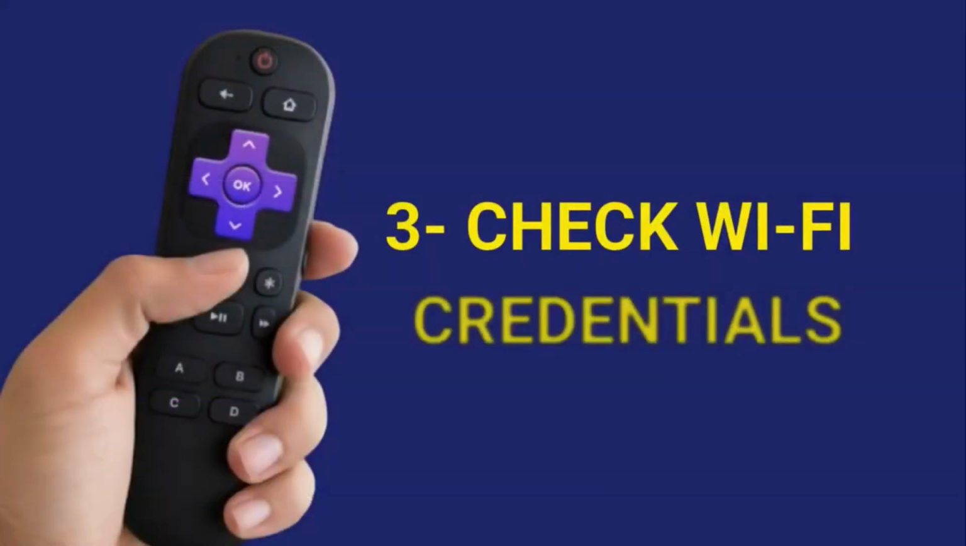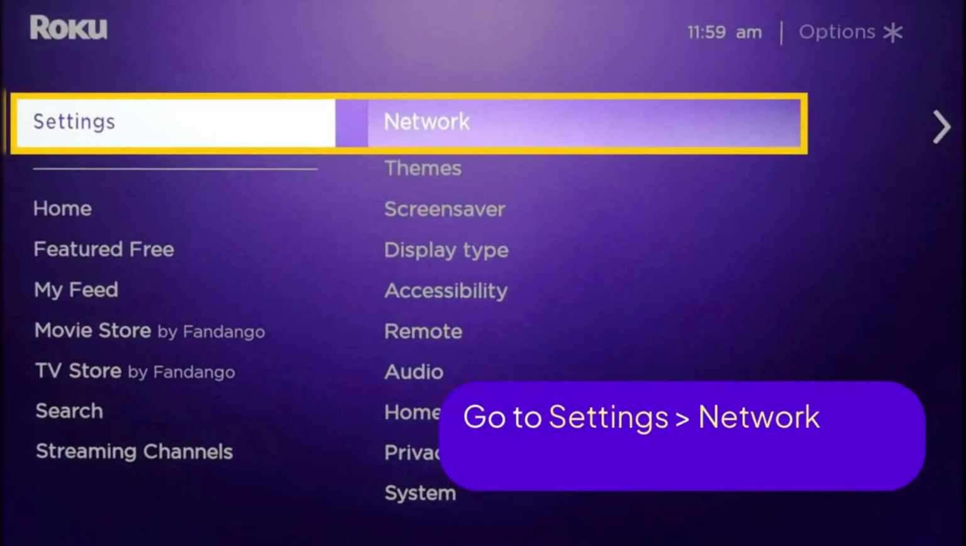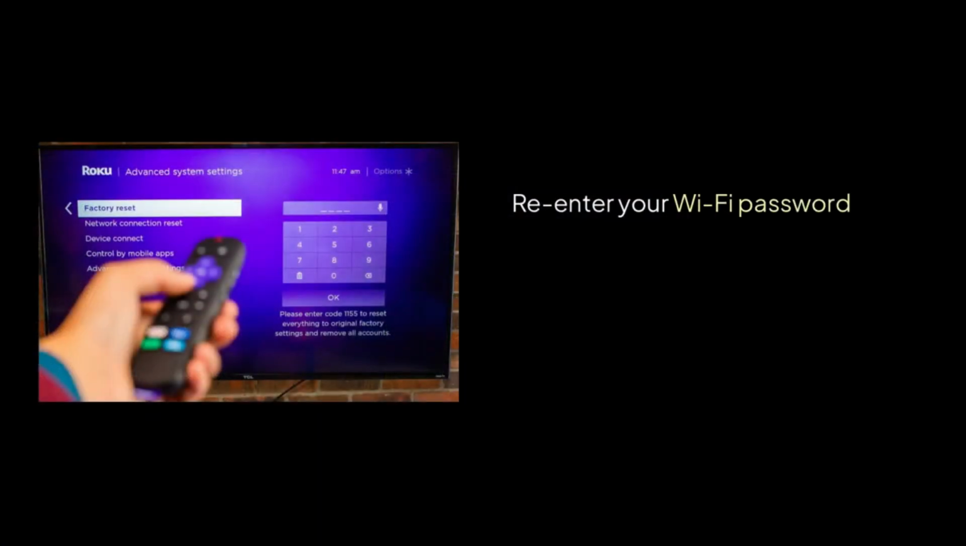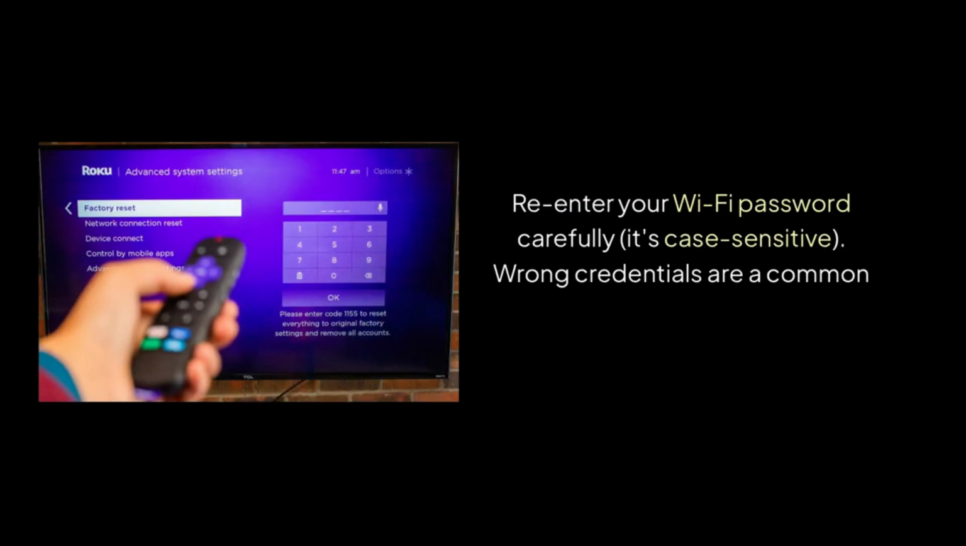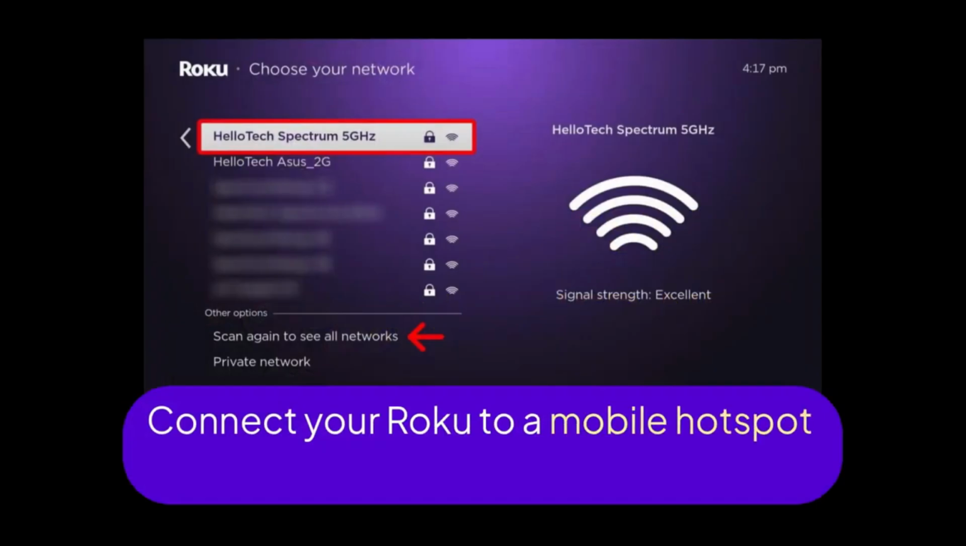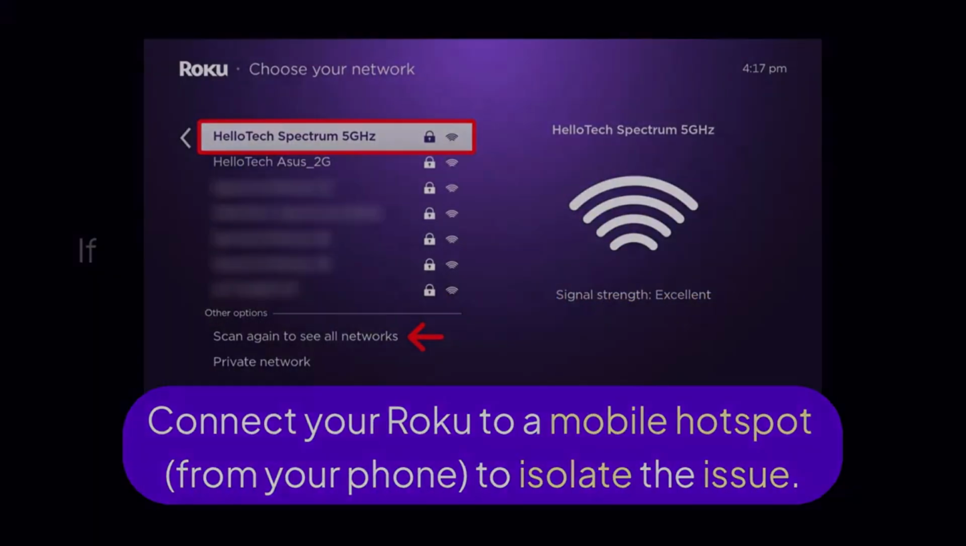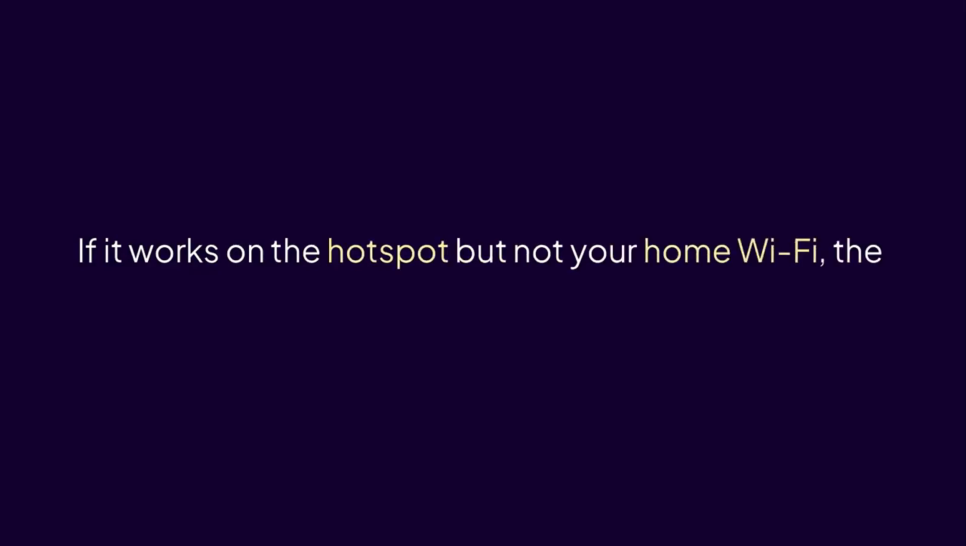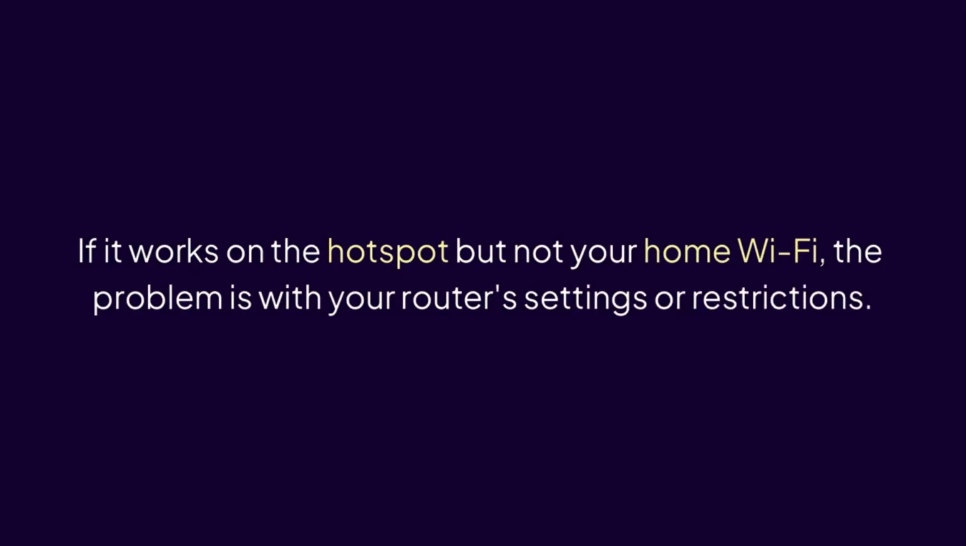Check Wi-Fi credentials. Go to Settings, Network, Set up connection on your Roku. Re-enter your Wi-Fi password carefully, it's case sensitive. Wrong credentials are a common trigger, even if previously connected. Test with another network. Connect your Roku to a mobile hotspot from your phone to isolate the issue. If it works on the hotspot but not your home Wi-Fi, the problem is with your router's settings or restrictions.